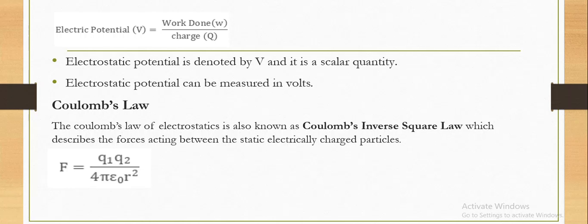Then Coulomb's law. Coulomb's law of electrostatics is also known as Coulomb's inverse square law, which describes the forces acting between static electrically charged particles. So F is equal to Q1 Q2 by 4 pi epsilon naught r squared. So this is your Coulomb's law.